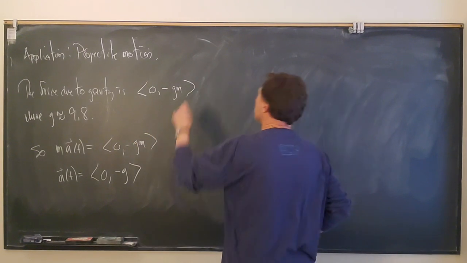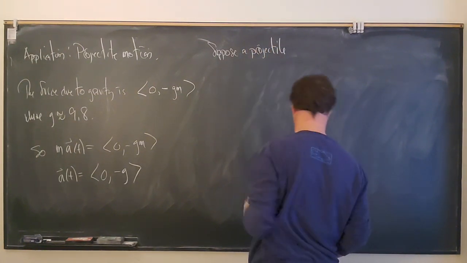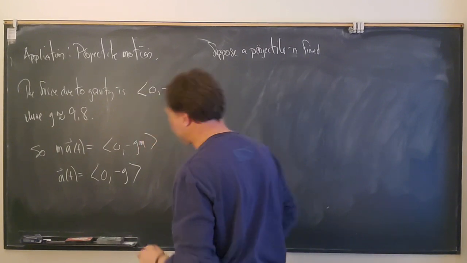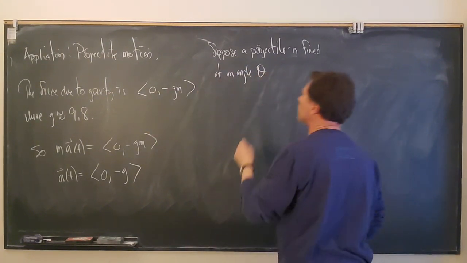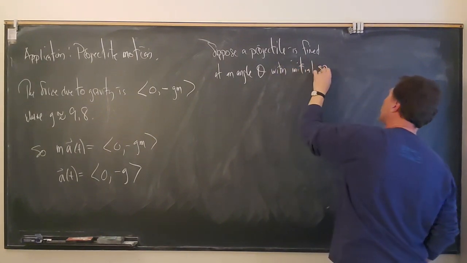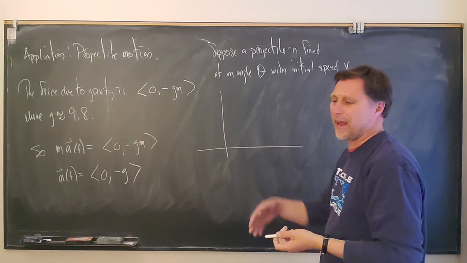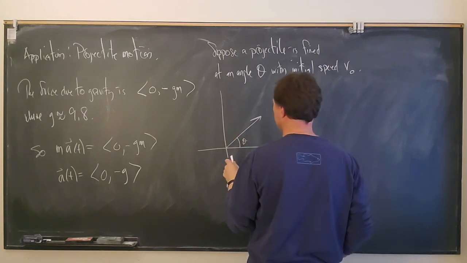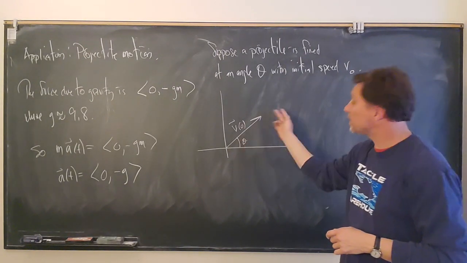So now, suppose a projectile is fired at an angle theta with, let's say, initial speed v sub 0. Right, so here's the idea. Think of a projectile, an arrow, or a bullet, or a ball, or whatever. Right, so we measure theta from the horizontal, and then this would be our initial velocity vector. Right, and so the length of this vector is v sub 0.